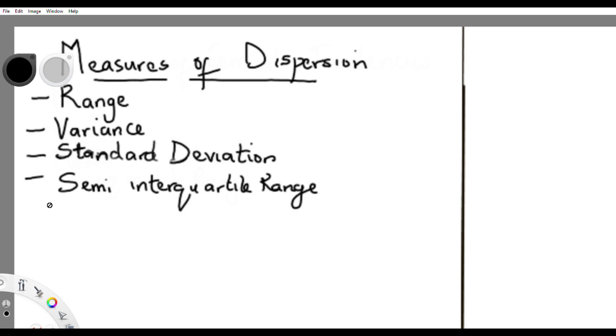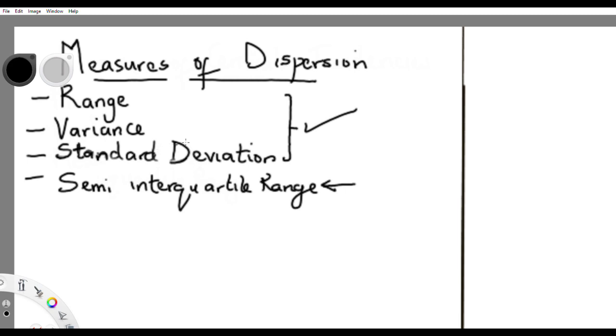This one actually is not so important. I'm going to skip this, but these are very important, especially the variance and the standard deviation.